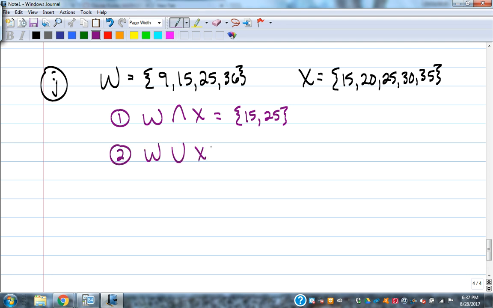The union of those two, much bigger set, right? Because we put it all together: 9, 15, 20, 25, 30, 35, and 36. Much bigger set on the union than the intersection.